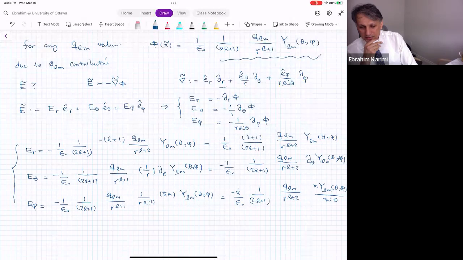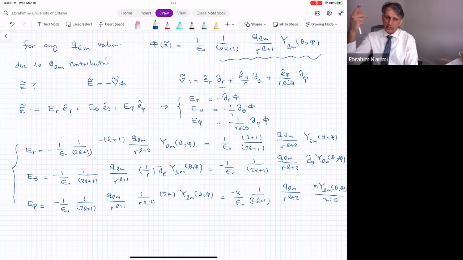Remember that this is true. But all of the electric fields, E_r, E_theta, and E_phi, have the same magnitude dependence, which is 1 divided by r to the power of l plus 2. And that's a note that you have to take. So the contribution for E_r, E_theta, and E_phi is identical. Okay? So, for example, I can ask you for a dipole term, do the calculation and find out what E_r, E_theta, and E_phi are. Right? You can do these calculations and find out what the field is. Okay.